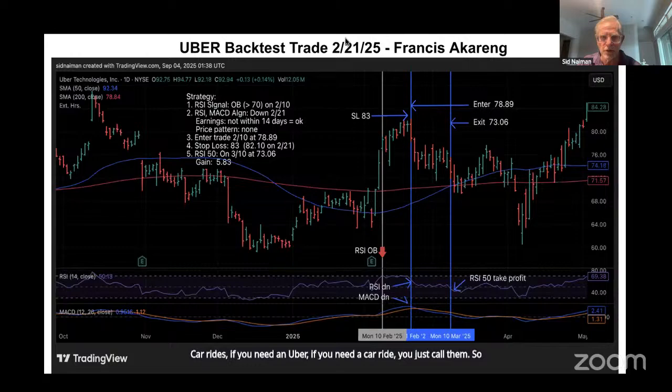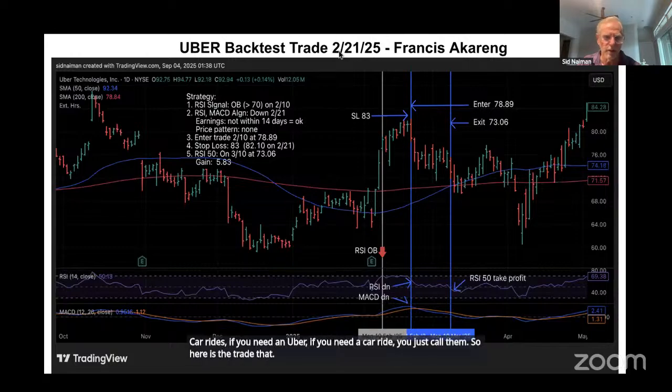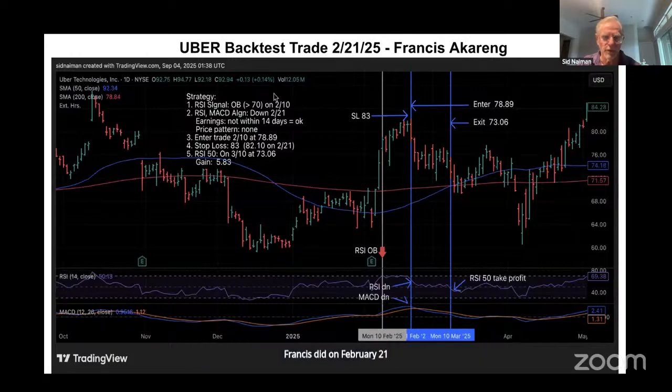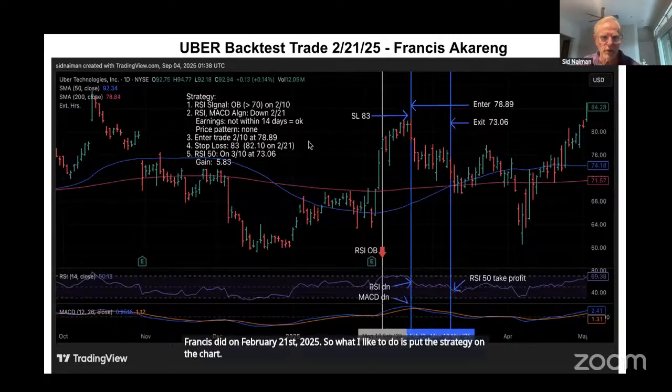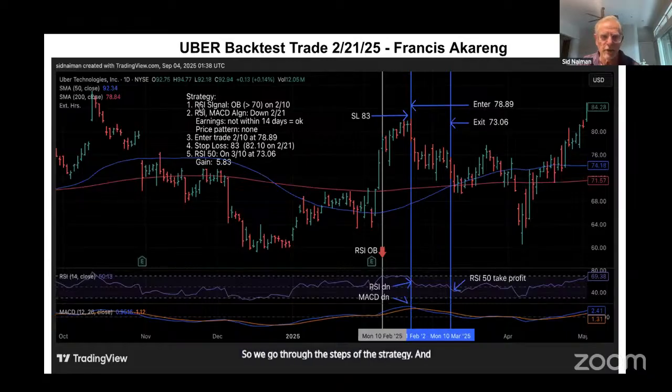So here is the trade that Francis did on February 21st, 2025. What I like to do is put the strategy on the chart, so we go through the steps of the strategy. And here is the first step.